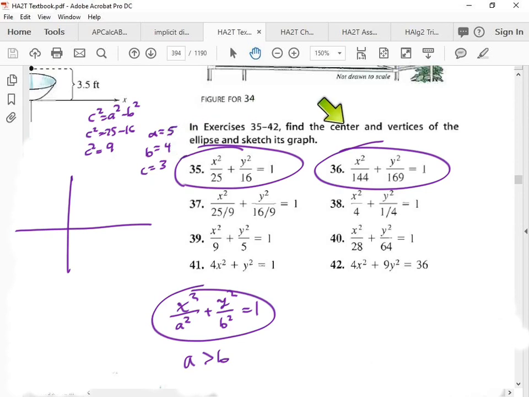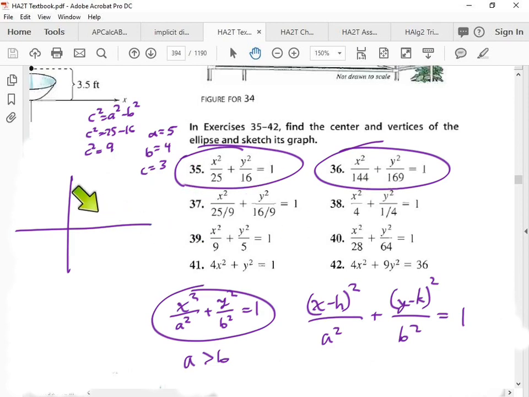I know the center is always at the origin because we don't have anything adding or subtracting inside of parentheses to the x or the y. If we had x minus h squared over a squared plus y minus k squared over b squared, because we would have an h and k, we would know that our center is not the origin anymore. The center is now the h and k, but we're not dealing with that. We're dealing with these guys, which has no h and k. So we start at the center, at the origin.